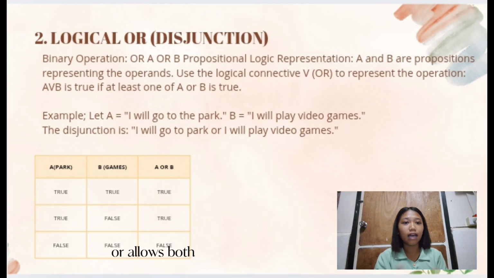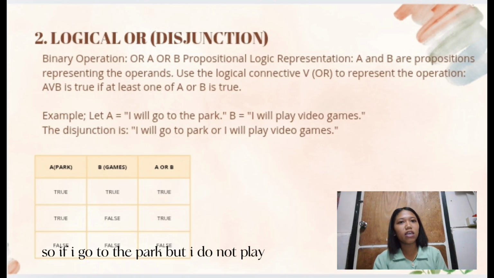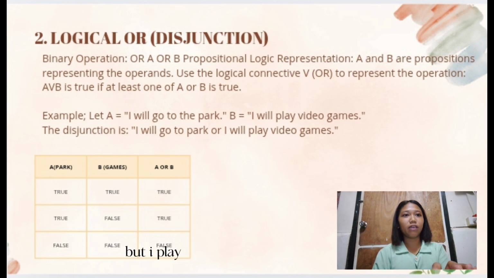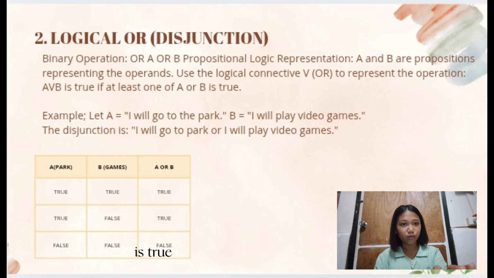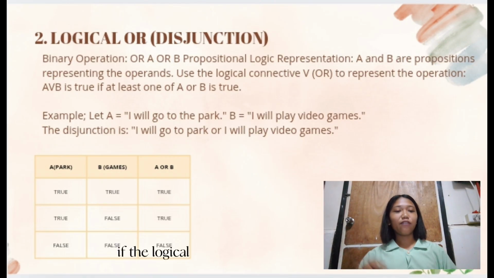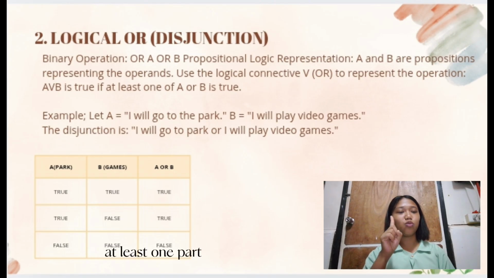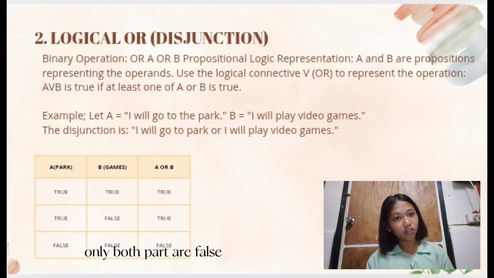If I go to the park but I do not play video games, the statement is true because one part is true. If I do not go to the park but I play video games, the statement is true because one part is true. So it means that in a logical disjunction, a statement is true if at least one part is true. It is false only if both parts are false.